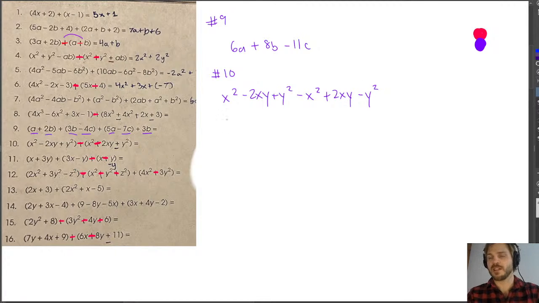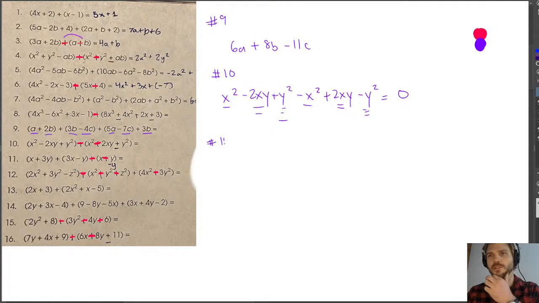Now we just need to find our like terms. So we've got an x squared minus x squared. That's 0. I'm not even going to write it. Negative 2xy and a positive 2xy. They cancel out as well. But look at this. This whole thing zeroes out. That's really satisfying. I love it when that happens. So that's 0. Why don't I just write equals 0. Okay, so that's 10.